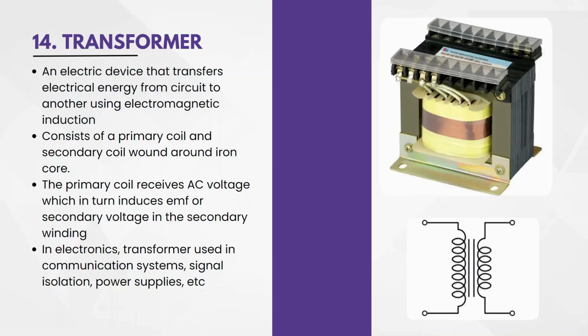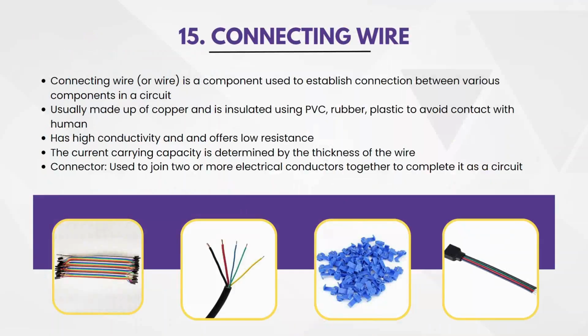Last two more components left, and now we have the connecting wires. Although this is a very simple component, it is very important, which helps in establishing the connection between the various components in a circuit, because direct connection of components would be difficult. So these connecting wires help us in connecting one component to another, which also closes the circuit.